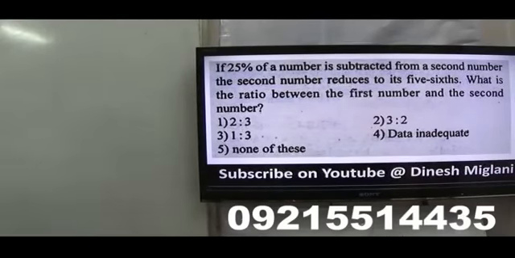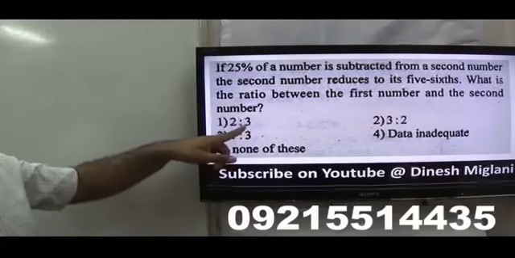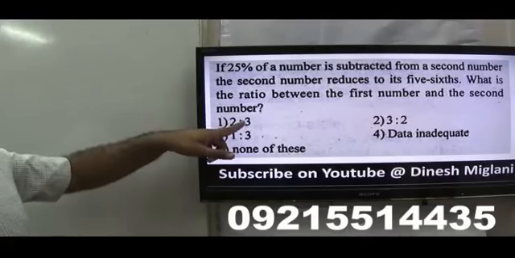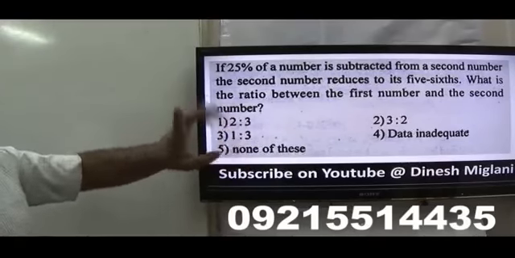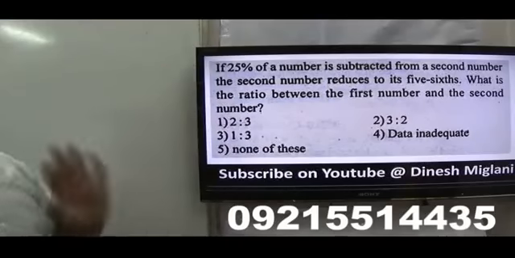It is given that 25% of a number is subtracted from a second number, and the second number decreases to 5/6. What is the ratio between the first and second number? 25% of number 0.5 is subtracted from the second number, that would be 2.5. Now check whether 5/6 is 2.5. Yes, the answer is the first one. Very simple. These questions have to be tried from the options.